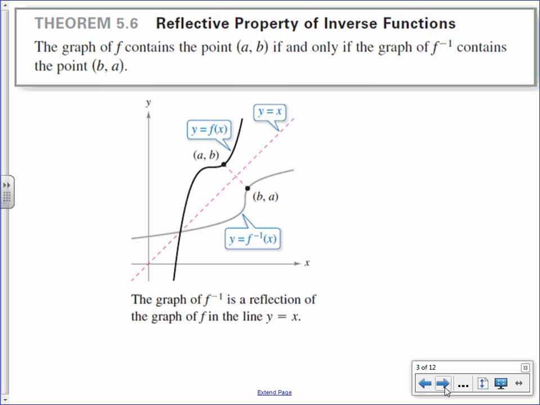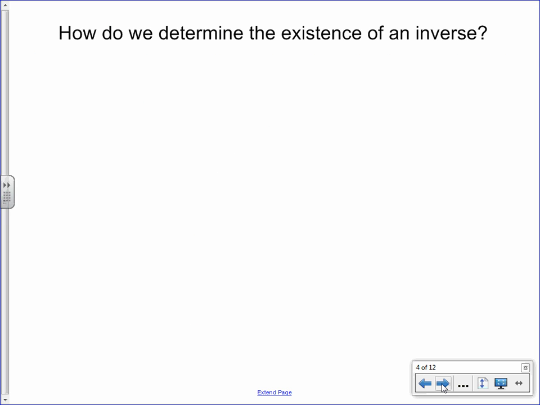Okay. So here we go. If we were just going to look at a graph, how do we know whether we are going to have an inverse? A vertical line test tells us if we have a function. A horizontal line test will tell us if we have an inverse or not.